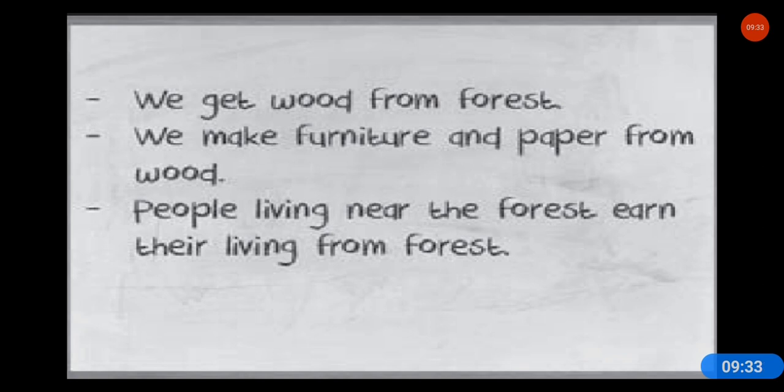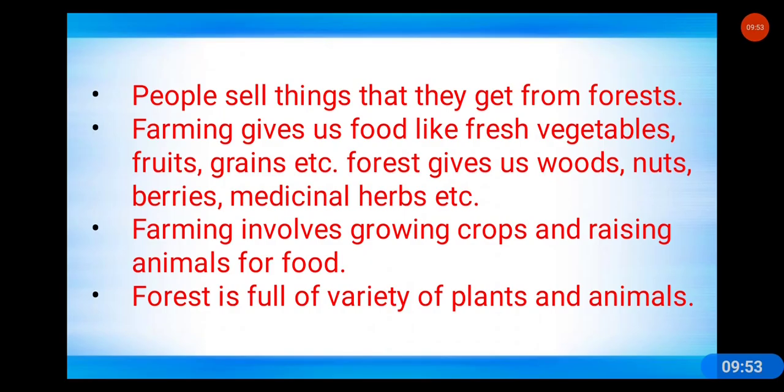We get wood from forest. We make furniture and paper from the wood. People living near forest earn their living from forest. I'll just read it again. So people sell the things that they get from the forest, right?